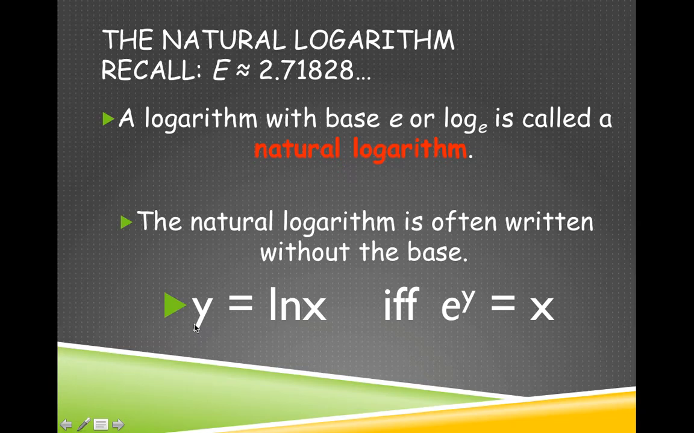So this is y equals the natural log of x. This means the base is e. Whenever you see ln and no base, the base is understood to be e, which is 2.71828. So to change this to exponential form, I would have e to the y is equal to x.